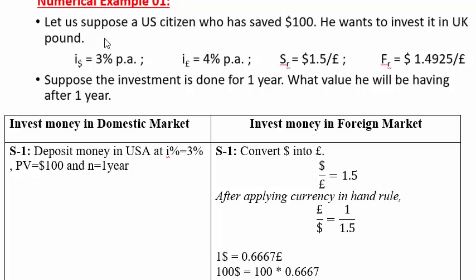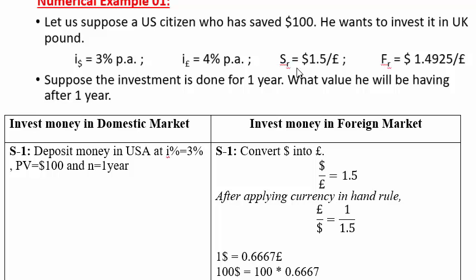Example number 1: let's suppose there is a US citizen who has $100 savings, and he wishes to invest money in the UK. Why is he planning to invest money in the UK? It's because the UK offers higher interest rates. The interest rate on pound is 4% and the interest rate on dollar is just 3%. So this US citizen is motivated by this 1% extra which the pound is offering, and he expects that if he invests money in UK pounds, he will have a higher end result.